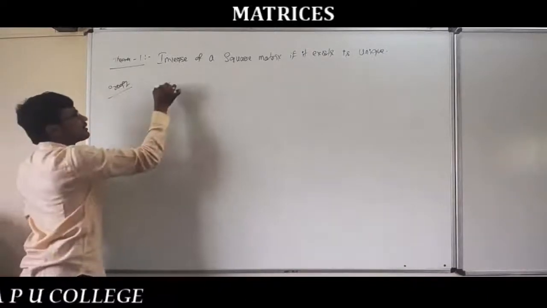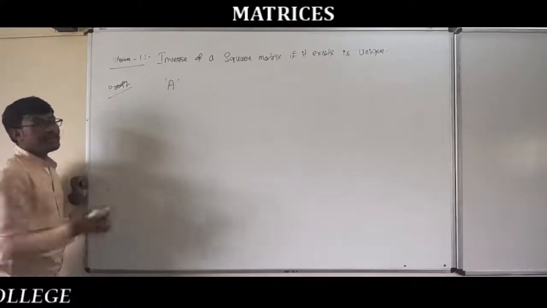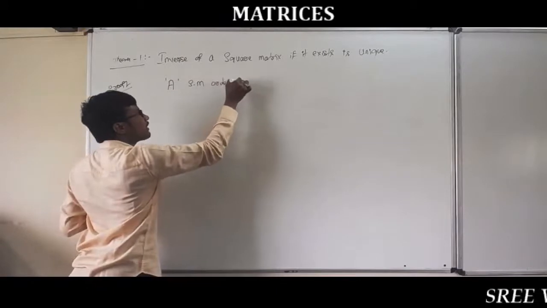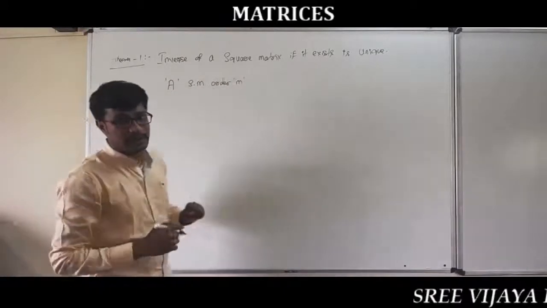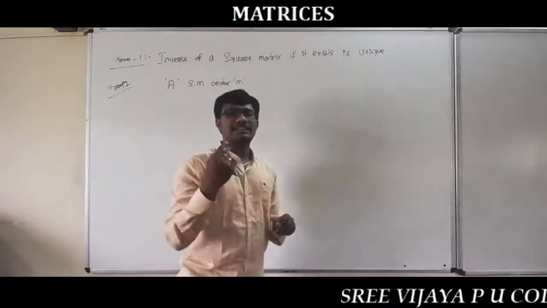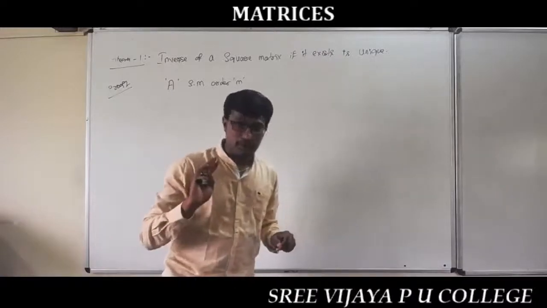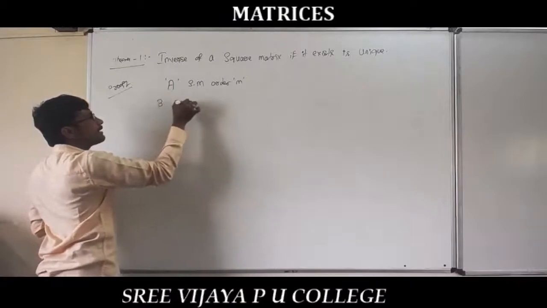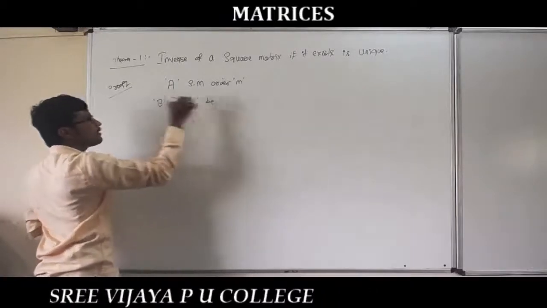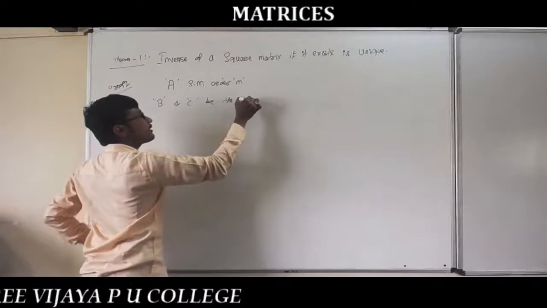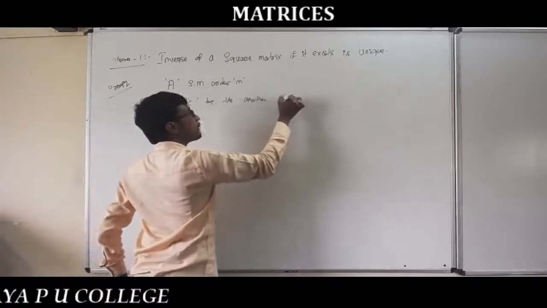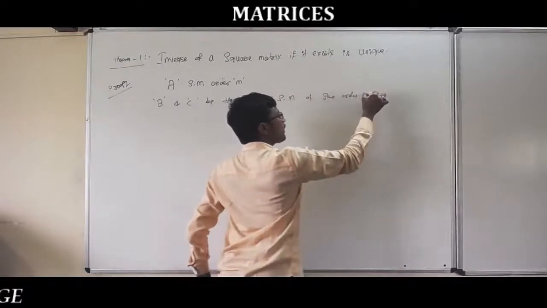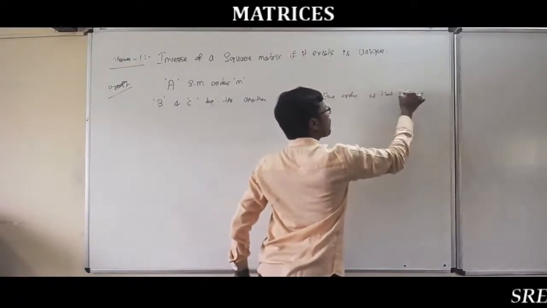Let A be a square matrix of order m. Order m, I explained, whether it is 2 cross 2, or 3 cross 3, or 4 cross 4, whatever it may be. Now B and C be other square matrices of the same order as that of A.